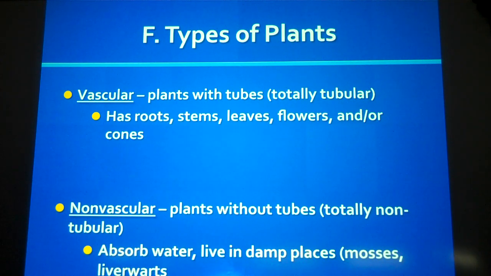And non-vascular plants, they need to absorb water, so therefore they have to live in damp places. And examples of these are mosses and liverworts. Yeah, man, these totally non-tubular plants are pretty low, not very tall plants. Kind of creepy, kind of weird. Thanks, surfer dude. Thanks for your opinion. Some people may like them, though.